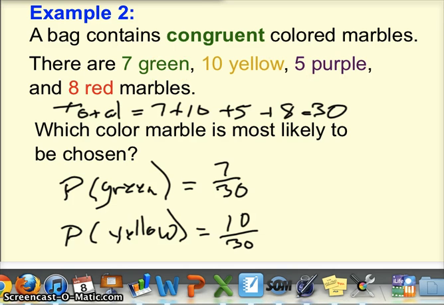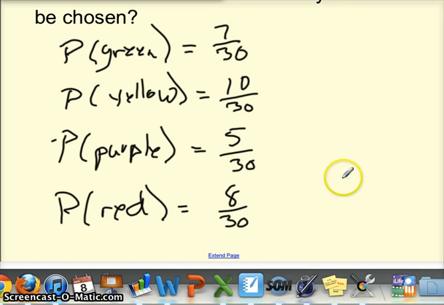But if I were given a list of fractions and I wanted to compare them, then notice that each of them has a denominator of 30. So to determine which one has the highest value, we would compare the numerators. And of course, 10 is larger than 7 and 5 and 8. Therefore, the yellow marble would be most likely to be chosen.